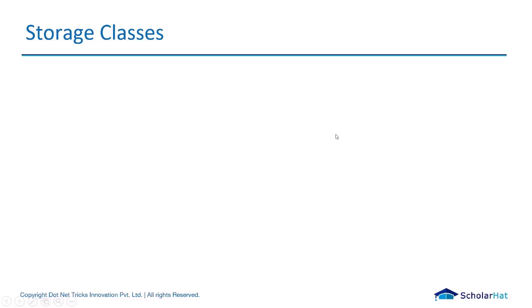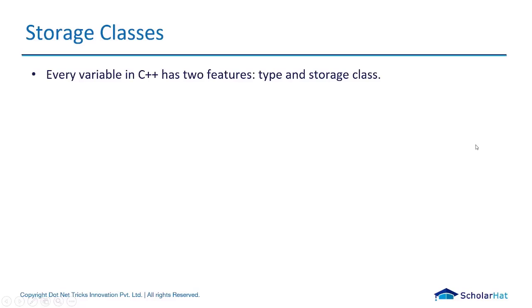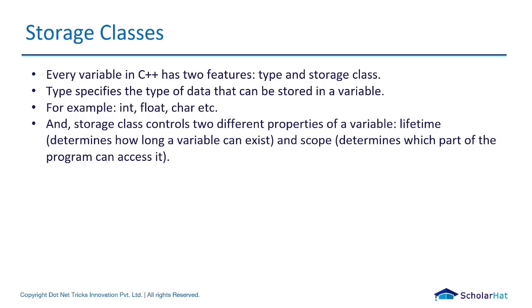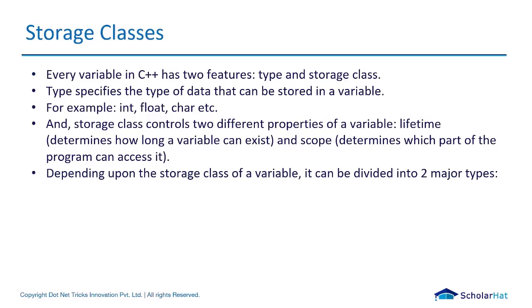Now next we're going to see what storage classes in C++ are. Every variable in C++ has two features: its type and its storage class. We already know the type: integer type, float type, character type. And storage class is about whether you are writing that variable as a global variable or as a local variable.